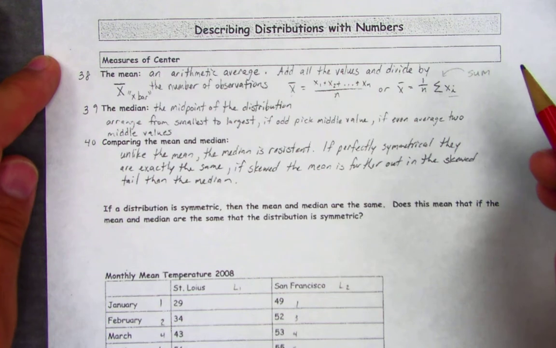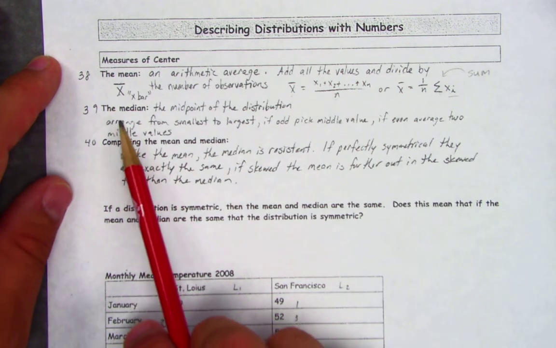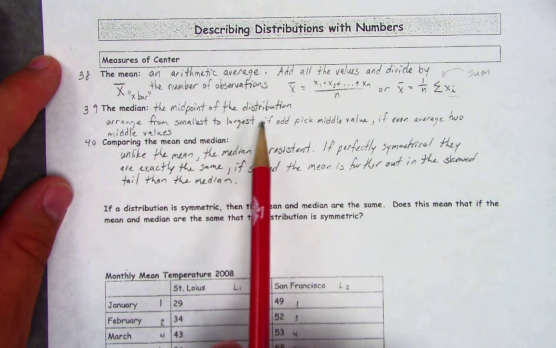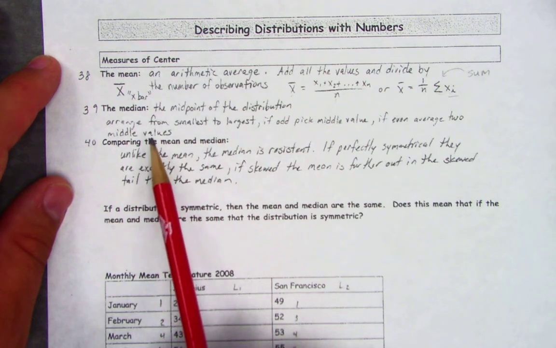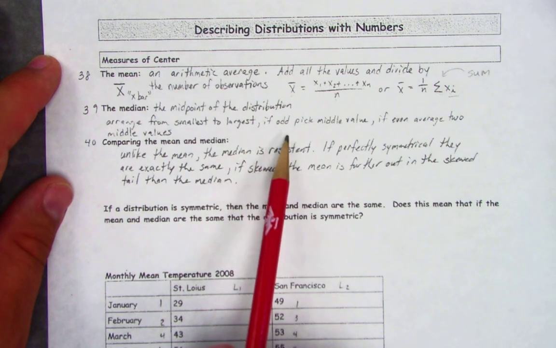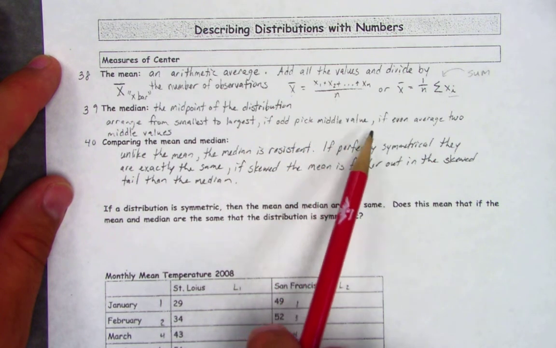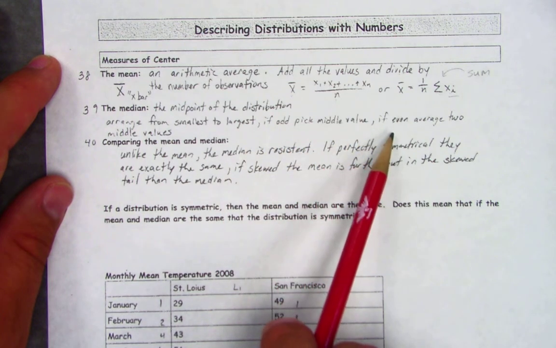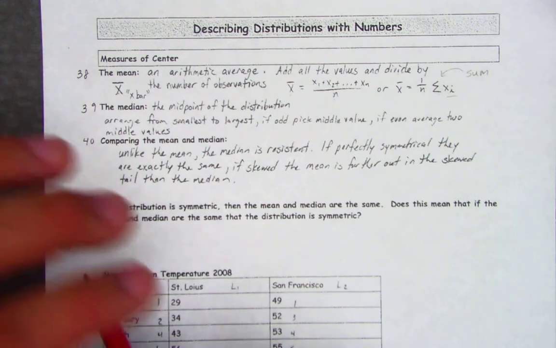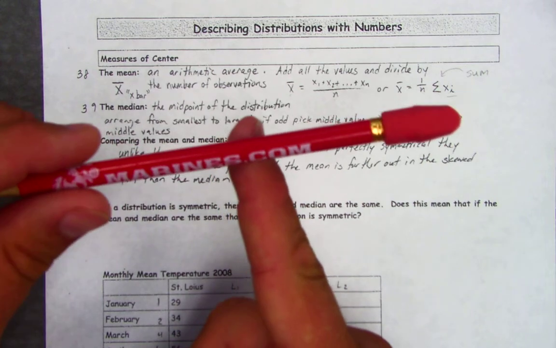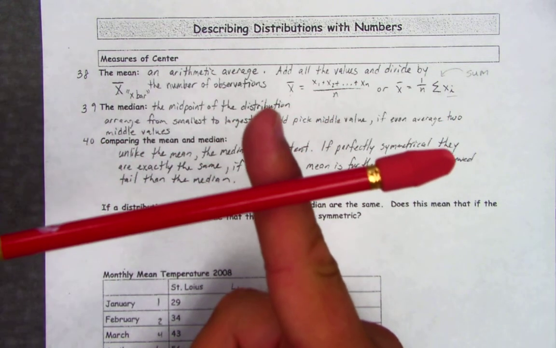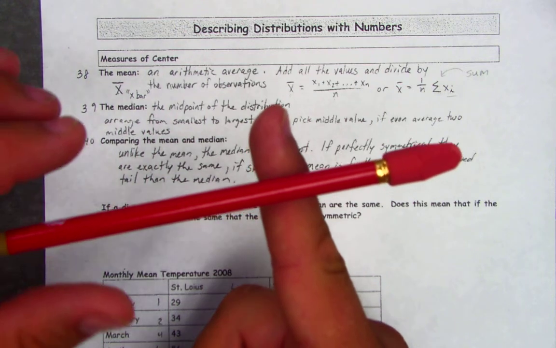That's on page 38. On page 39 of your text, they talk about the median. The median is the midpoint of the distribution. You arrange from smallest to largest. If there's an odd number, you pick the middle value. If there's an even number of observations, you average the two values in the middle. You can think of the median as if you took your pencil and tried to balance it on your finger. There's the midpoint. Okay?